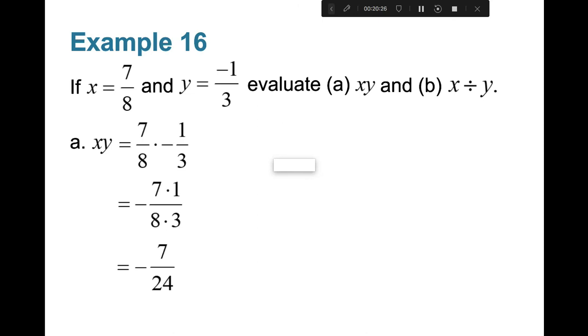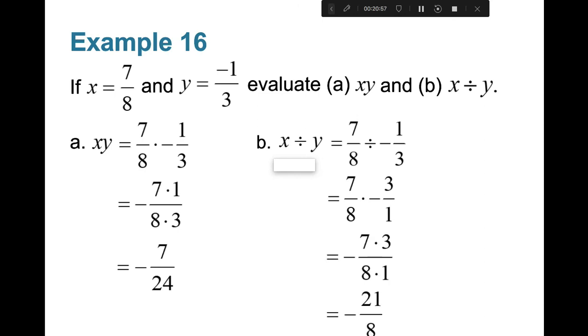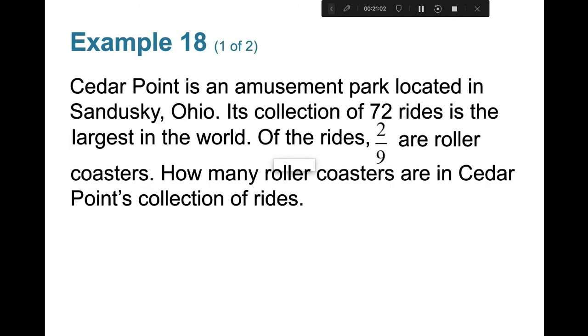Part B says we're going to divide x by y. Once again, I substitute in those fractions that it gives me. What do I have to do if I'm dividing? Flip the second one. Is there anything I can cross cancel here? So I multiply straight across, and what's my answer? -21/8. I could change that into a mixed number, but I'm not going to.